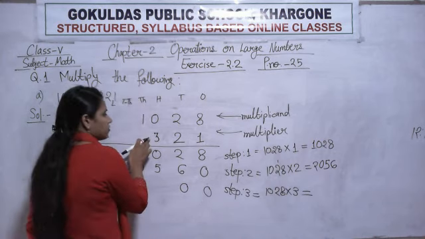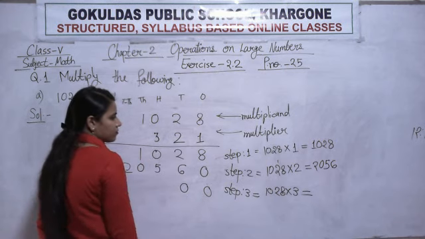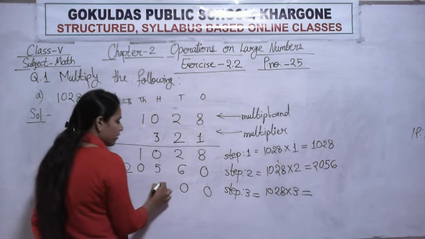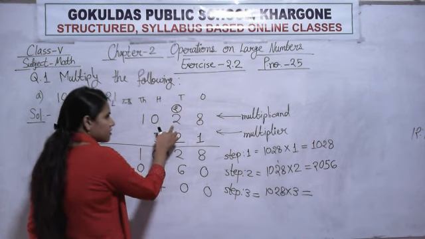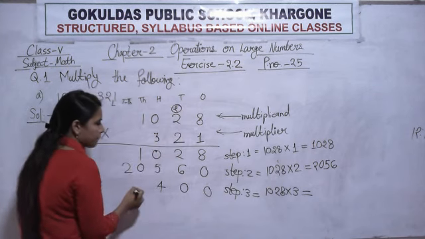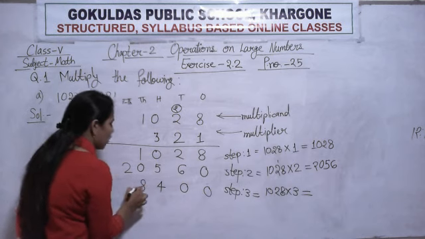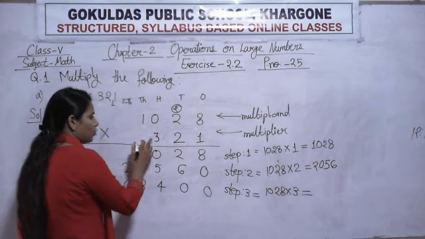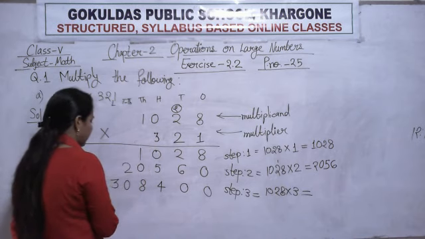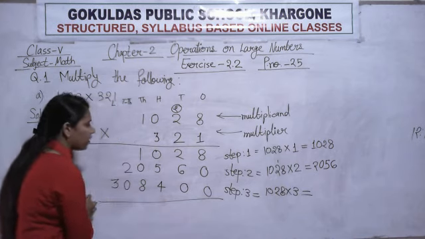Now start multiplying. 3 8s are 24. So I will write 4 here. 2 is carried forward. 3 2s are 6. 6 plus 2 is 8. So I am writing 8 here. 3 into 0 is 0. 3 into 1 is 3. Okay, it is your step 3.